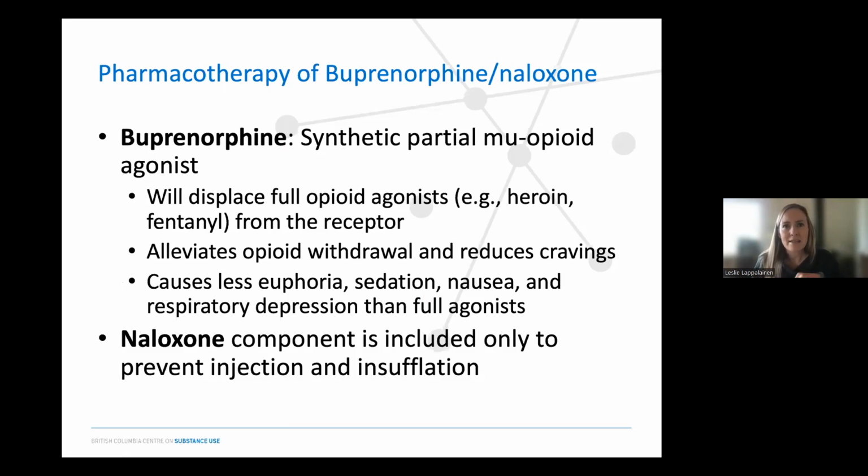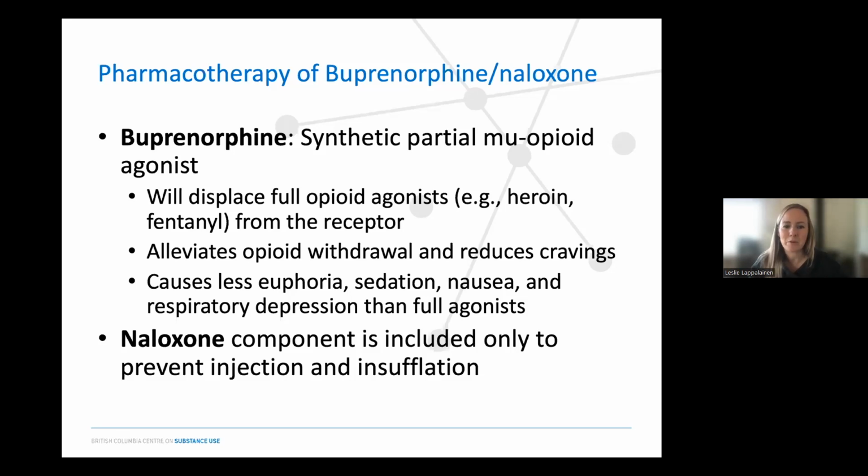You can think of it as being really sticky to the opiate receptor, having a really high affinity to the receptor. So if there are other full opiate agonists like heroin or fentanyl on that receptor, and we give someone a big dose of buprenorphine, it's going to punt off the full opiate and bind to the receptor. We'll talk about that in a little bit, but that's the mechanism by which precipitated withdrawal can occur, because you're going from a full opiate agonist to a partial opiate agonist. So we try to avoid that.